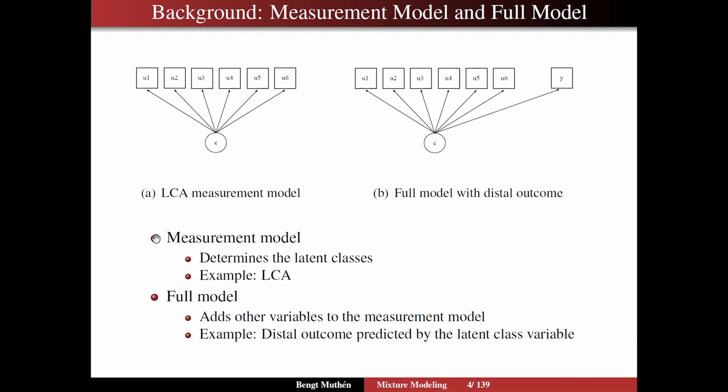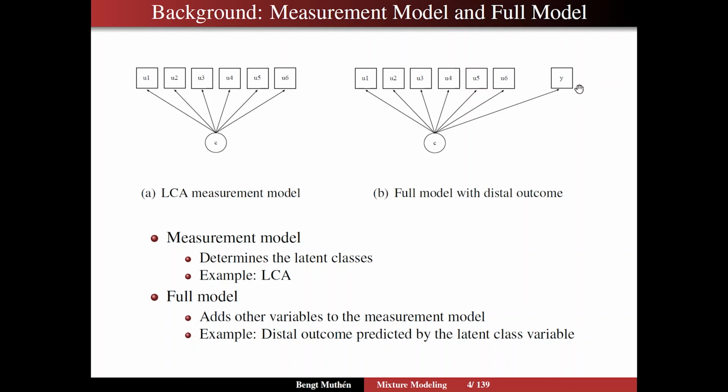In the measurement model analysis, you determine the latent classes, you determine how many they are, and you interpret them. One example is latent class analysis. There could be other measurement models as well. In the full model, you add other variables to the measurement model, and we have then the example on the right here of distal outcome predicted by the latent class variable.